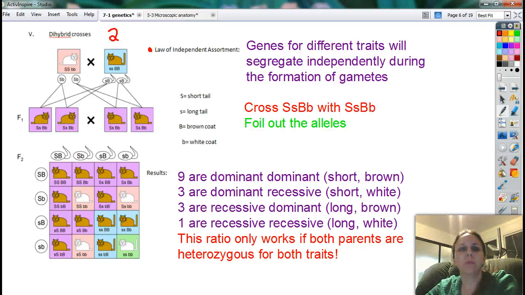And so if you write this down, genes for different traits will segregate independently during the formation of gametes, so making eggs and sperm. So when an egg and a sperm are being produced, and I've got two different traits, hair color and eye color, they don't go with each other. They're not buddies. They don't go with each other all the time. What ends up happening is that they go independently of each other and do their own thing. And then depending on how you reshuffle those back together will determine what you get.